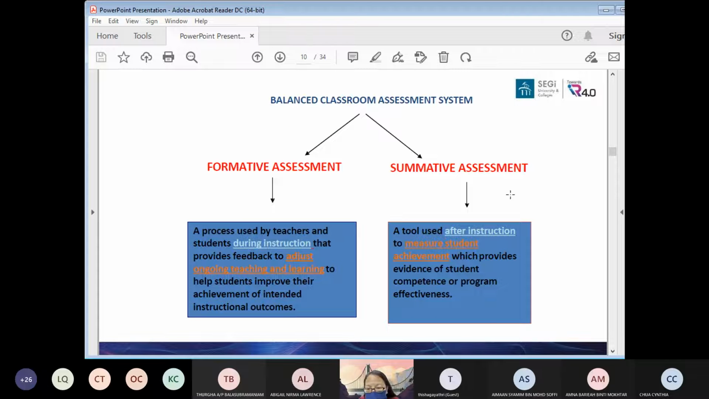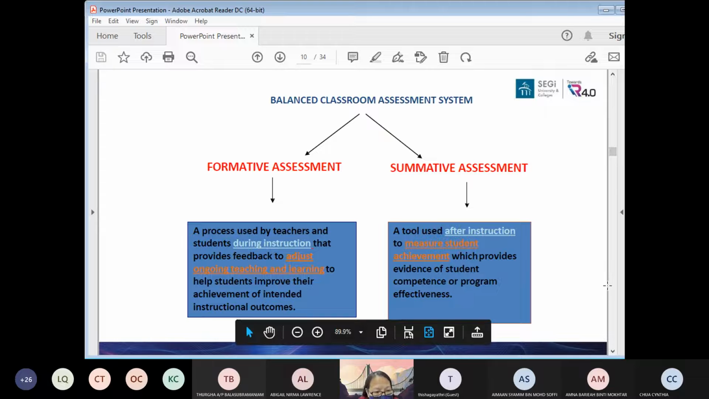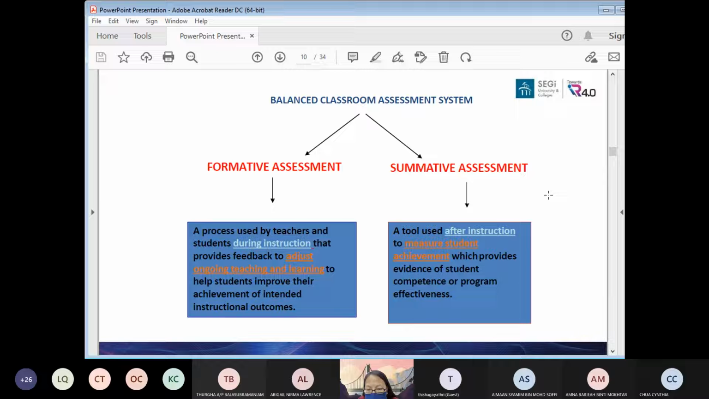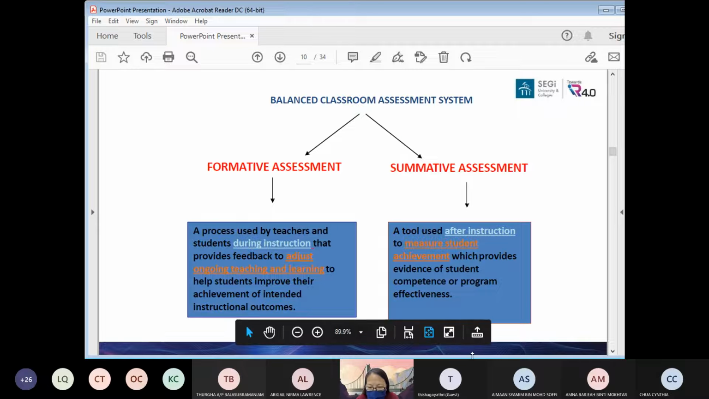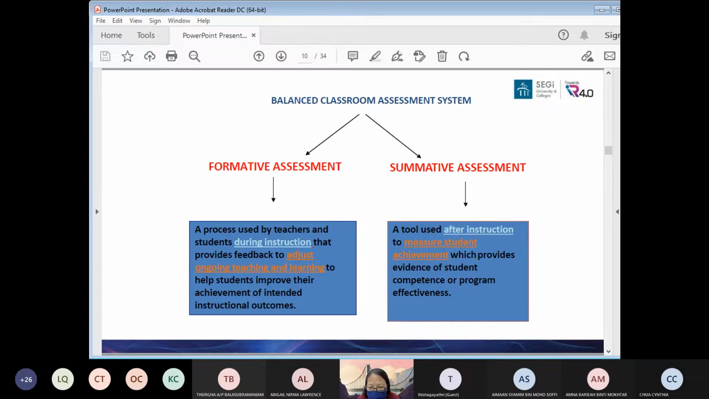Okay, now we'll look at this. Balanced classroom assessment system. Formative assessment and summative assessments. Now you notice that what do I do every time I have a lecture with you? Who can tell me what I always do when I have a lecture with you? Like now. What are the things that I usually do?